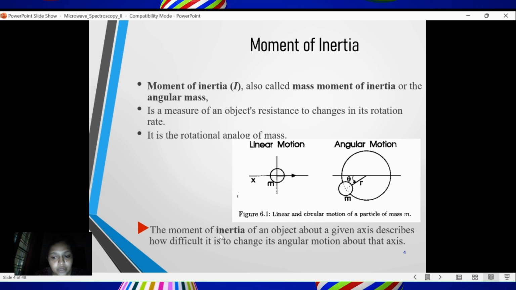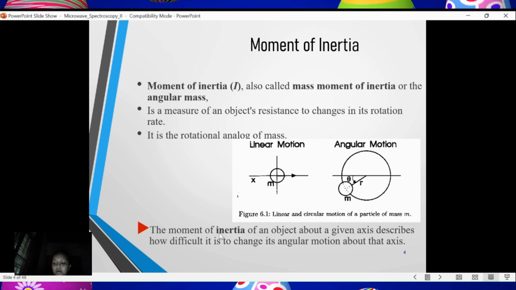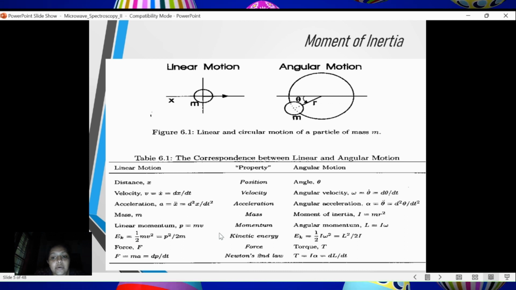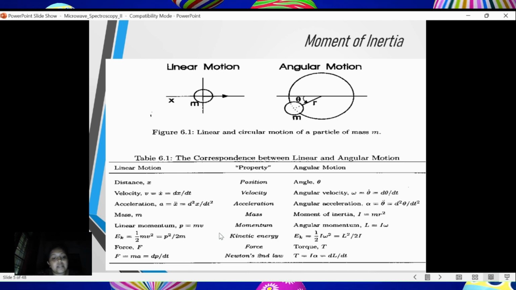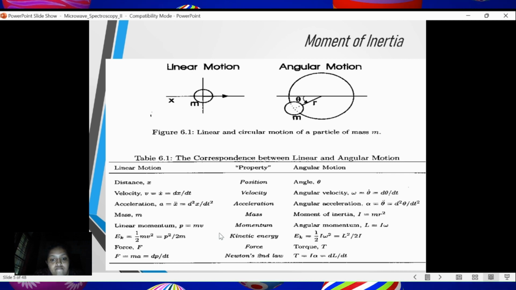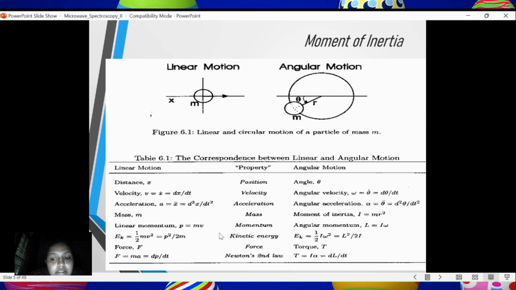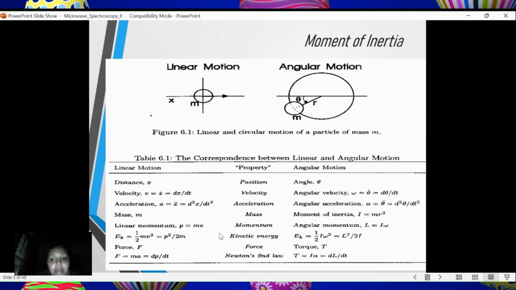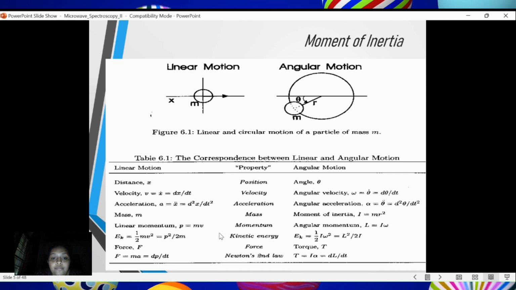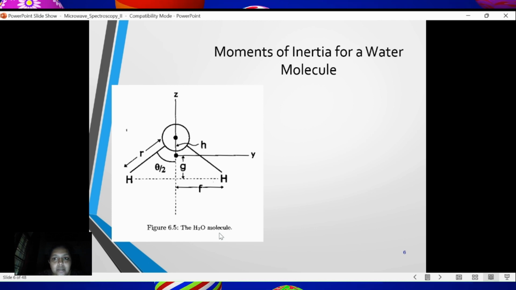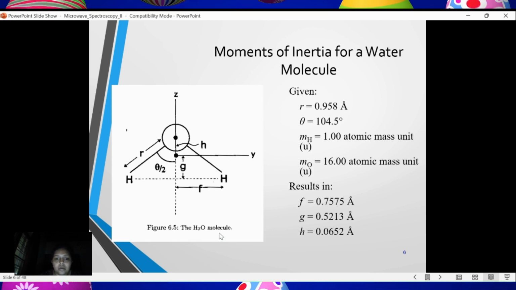Actually, the moment of inertia of an object about a given axis describes how difficult it is to change its angular motion about that particular axis. From this picture we can see the correspondence between linear and angular motion. Corresponding to mass, which in linear motion is represented as m, in angular motion it is represented as I, equal to m r square, where I is the moment of inertia. Here this is the moment of inertia represented for a water molecule.